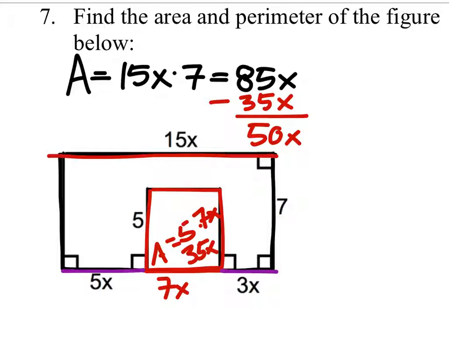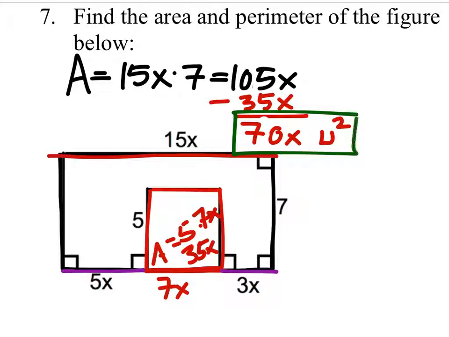Let me go back. The 80. Yeah, that'll change some stuff. That's not 105 x's. I'm sorry, 85 x's. That's 105 x's. 15 x's times 7. So 105 minus 35, bam, 70 x's in units squared. So that's the area of the whole shape.